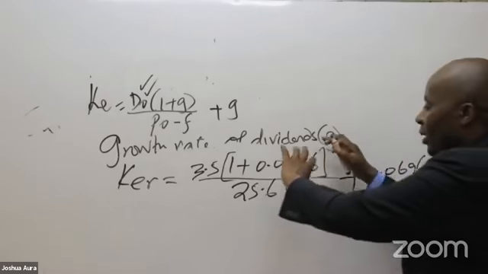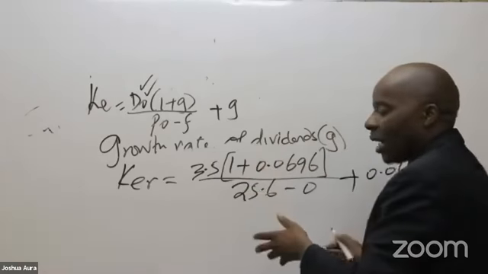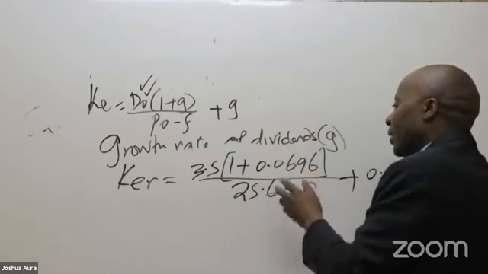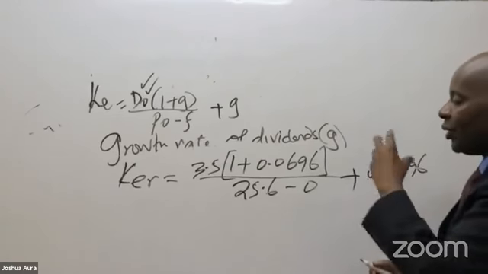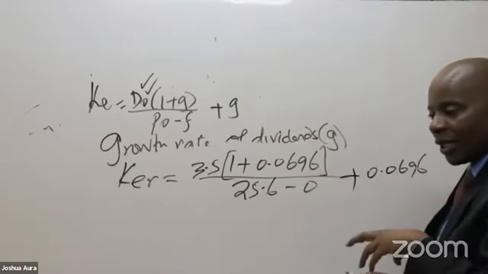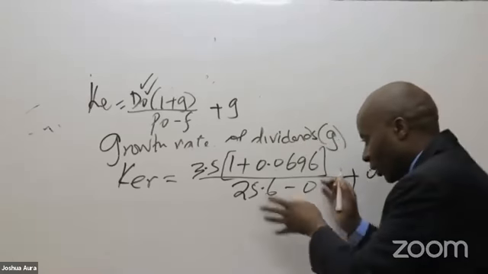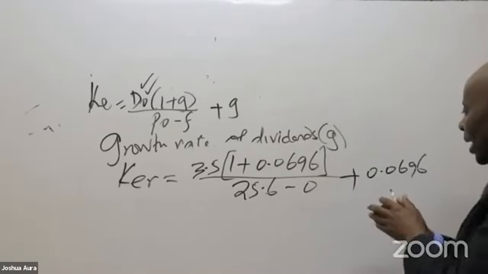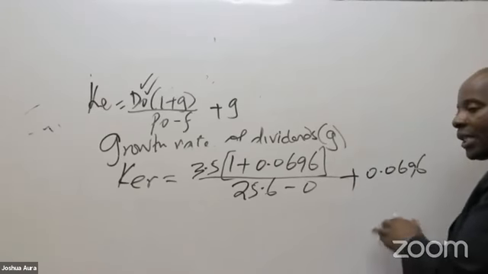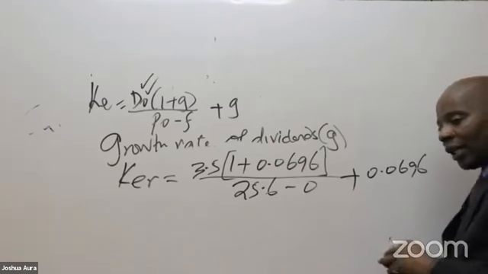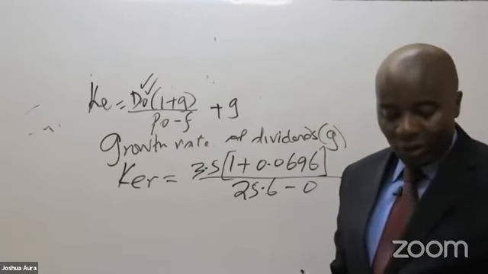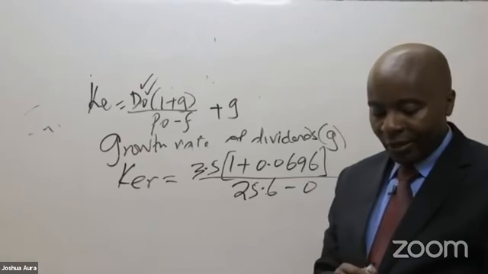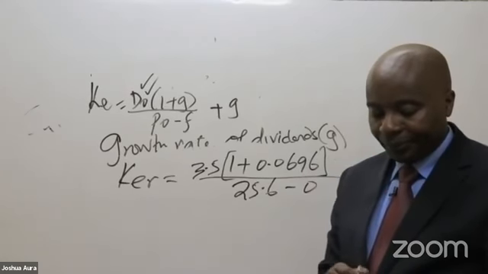Could you kindly get your calculators out? First of all, get what we have in the numerator: 3.5 times 1.0696, then divide this by 25.6. Whatever you get after that, please add 0.0696, and then give me an answer. Tell me, what are we able to get there?